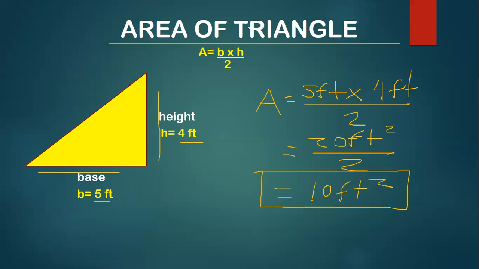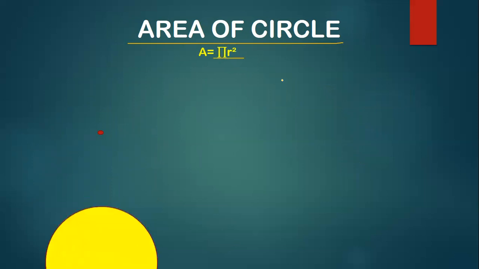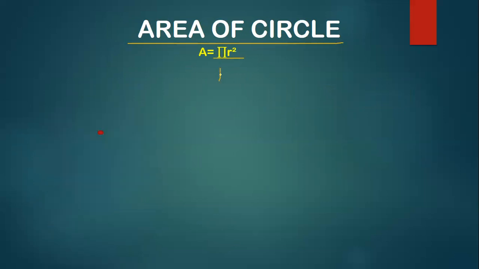Again, sa area ng rectangle, kailangan mo lang malaman ang base at saka ang height, and then masosolve mo na siya using this formula. Okay, now, let's proceed with the area of the circle. The area of the circle is pi r squared, kung saan pi is a mathematical constant which has a value of 3.14.